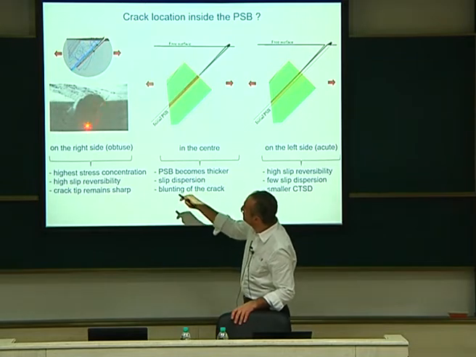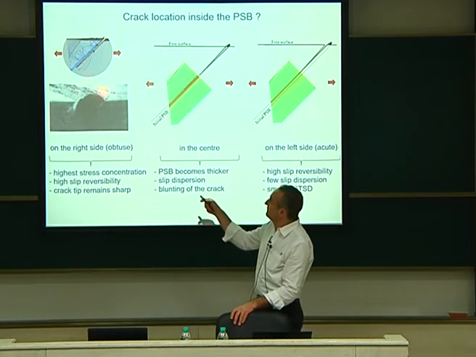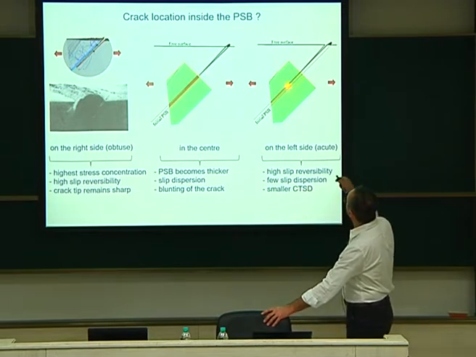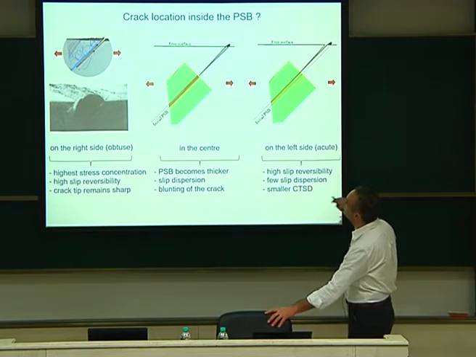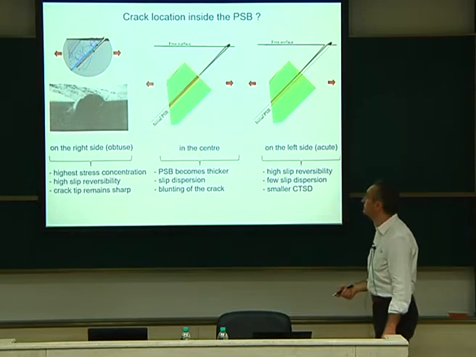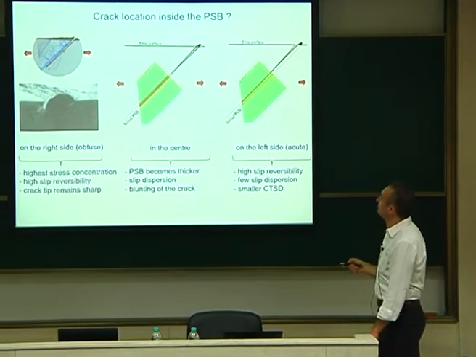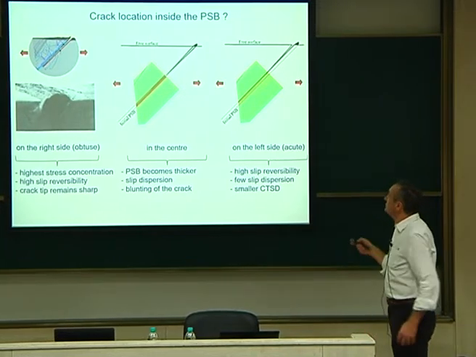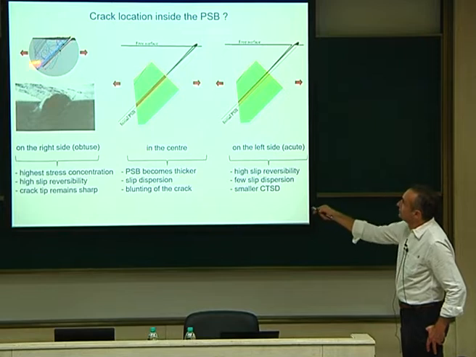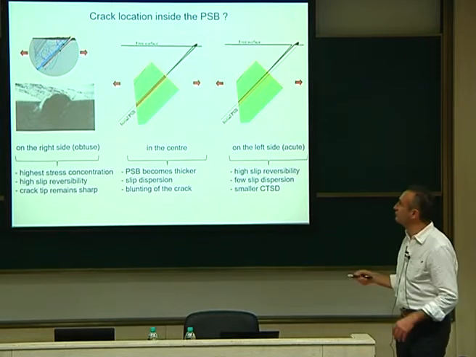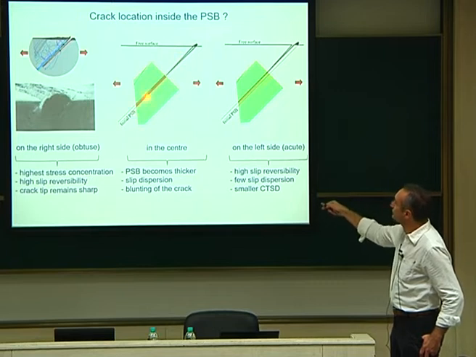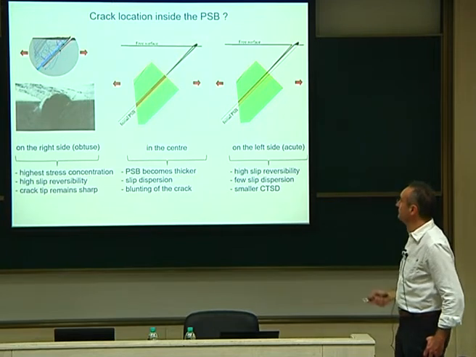We saw experimentally that this one looks to be the right place. This is what we call the obtuse angle, so we can see it here. This is the obtuse angle, and this is the other side. This is what we call the acute angle, because here you have this acute angle, which is not favorable. And if we do the simulations, our DD simulations, we have the three positions: either on the right, either in the center of the persistent slip band, or on the left of the persistent slip band.